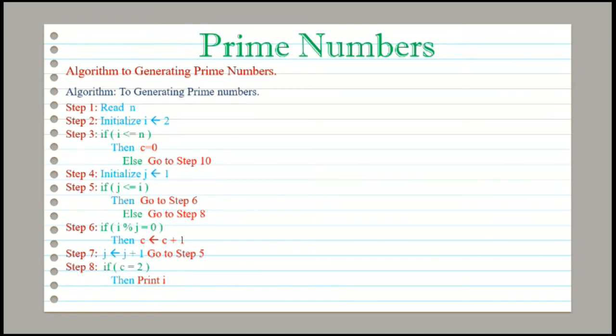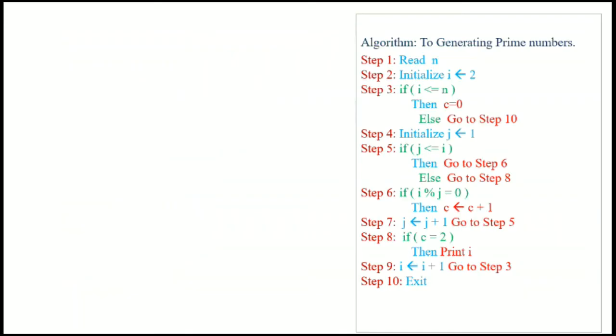So the statement will be I equal to I plus 1, go to step 3. So from step 3 to step 9 will be repeated till the condition, that is I is less than or equal to n, is true. When the condition becomes false, we will go to step 10. In step 10, we will stop our algorithm, so the statement will be exit. Now we know the algorithm, so looking at the algorithm, we will draw the flowchart.